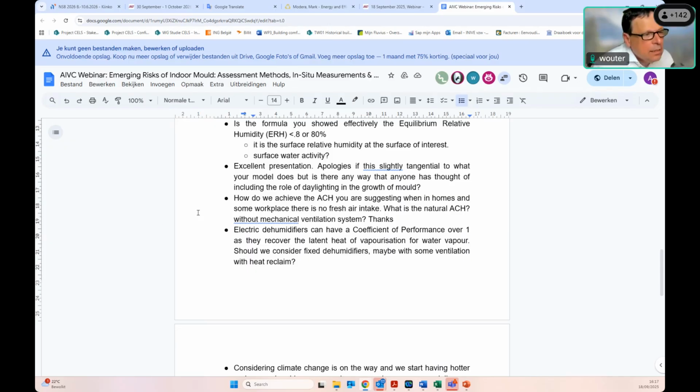But maybe it can influence the surface temperature, direct sunlight, I guess.